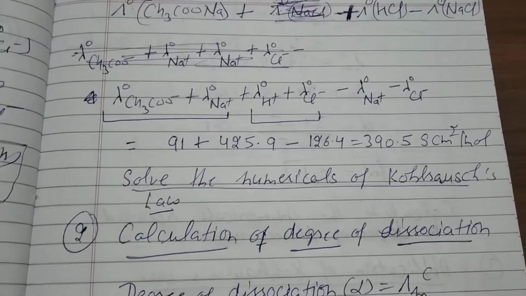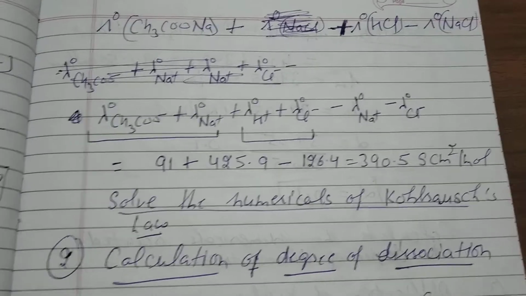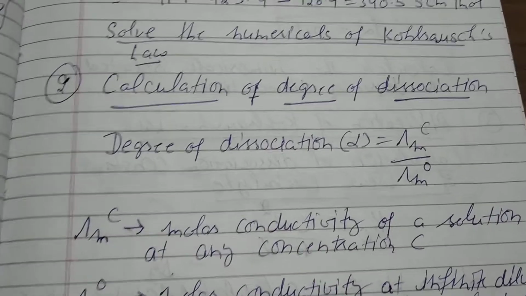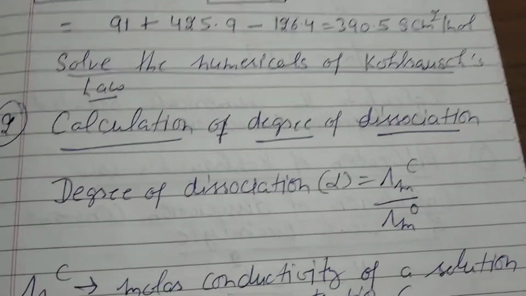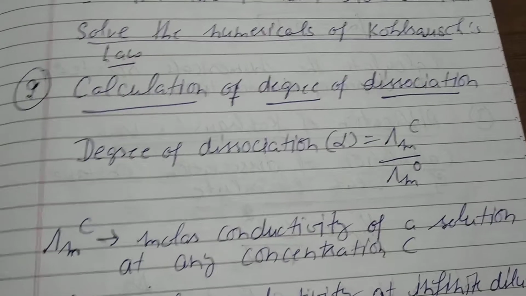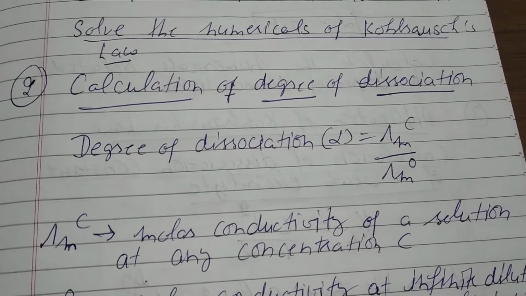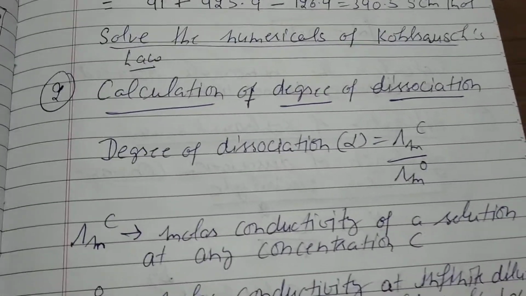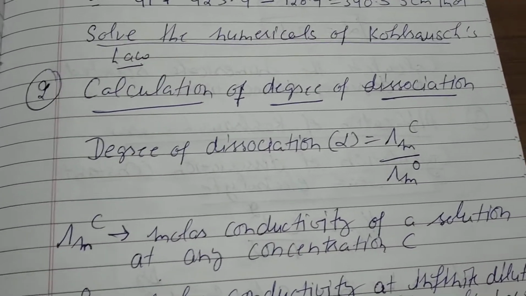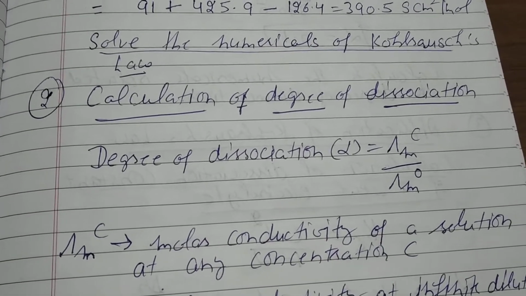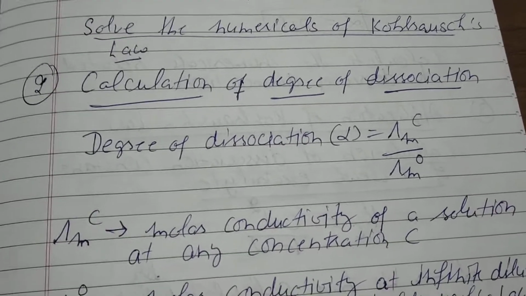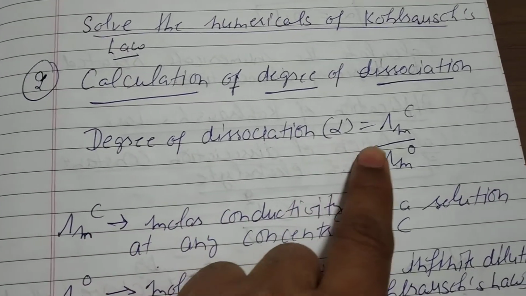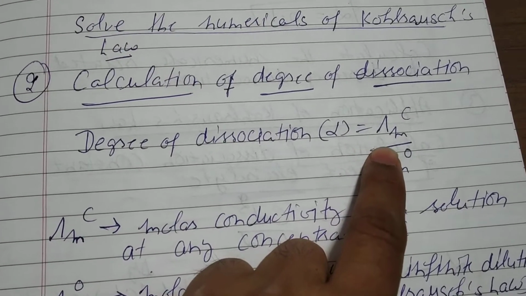So by use of this you can solve the numericals of Kohlrausch law. Next is calculation of degree of dissociation. What is degree of dissociation? We have already seen the video on degree of dissociation. When we add water to a weak or strong electrolyte, the electrolyte will dissociate. For example, if we take 100 molecules in the starting, how many are dissociated? That is called degree of dissociation. So the degree of dissociation value is alpha. It is equal to cap M C.